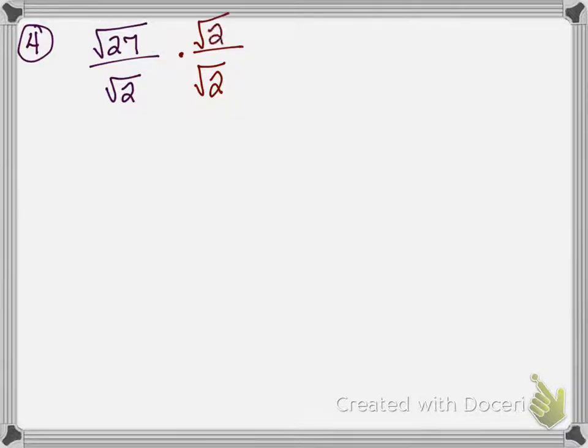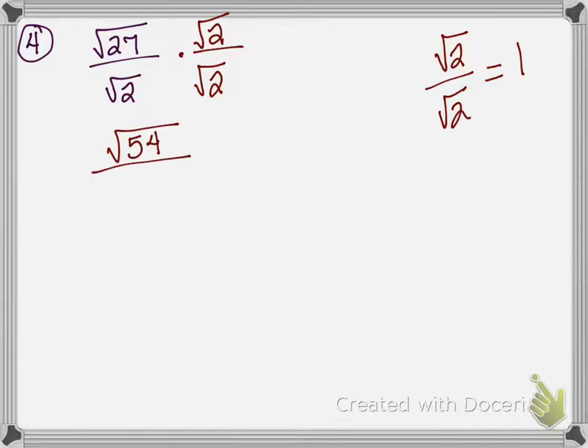So I have to multiply everything by the square root of 2 over the square root of 2, because the square root of 2 over the square root of 2 equals 1. That's why I'm allowed to do it: I'm multiplying by 1. So square root of 27 times the square root of 2 is the square root of 54. And that is over the square root of 2 times square root of 2, which is the square root of 4, which then gives me 2.